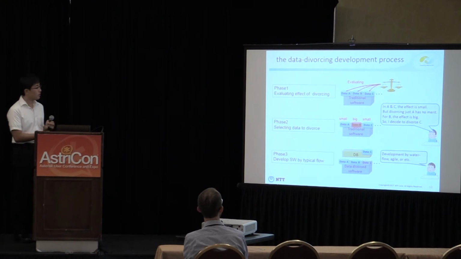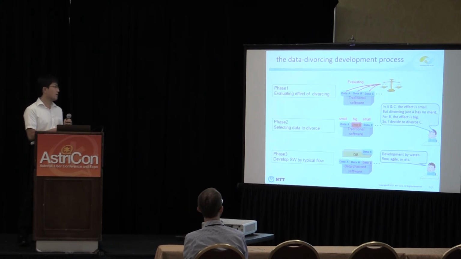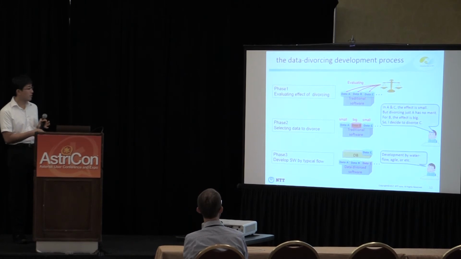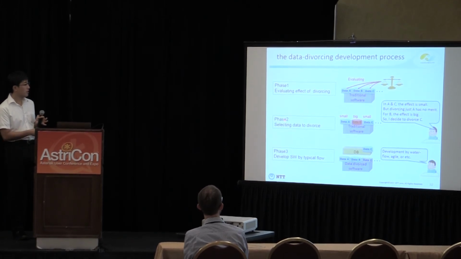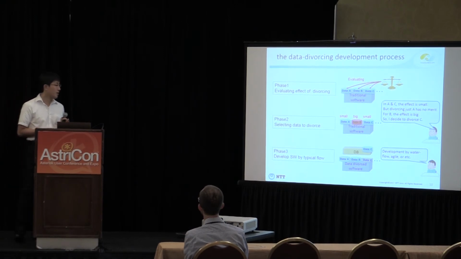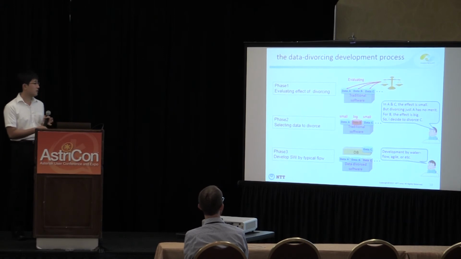And this slide shows my idea of the development process. Phase 1 is evaluating the effect of divorcing. And phase 2 is selecting data to divorce. This phase is by each developer's requirements. And phase 3, this is a typical flow. So I add phase 1 and phase 2.